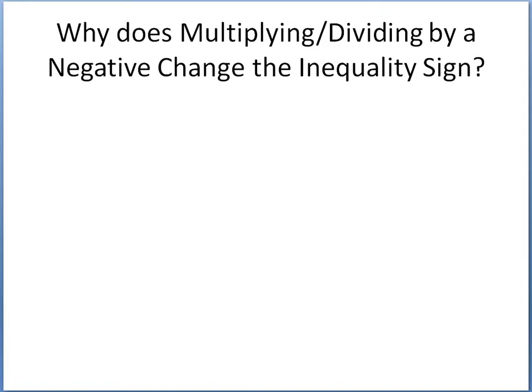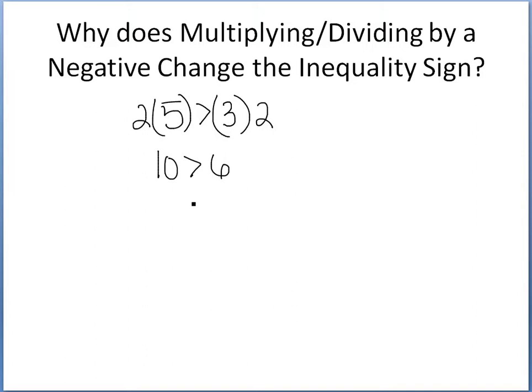So let's talk about why does multiplying and dividing a negative change the inequality sign? Well, let's start with some numbers. 5 is greater than 3. True? Yes, 5 is bigger than 3. If I were to multiply both sides of this inequality by a number, let's say 2, I get 10 is greater than 6. Is this still true? Yeah, 10 is still a bigger number than 6.